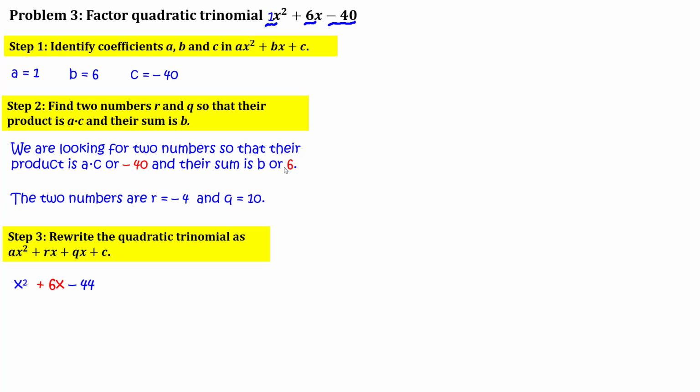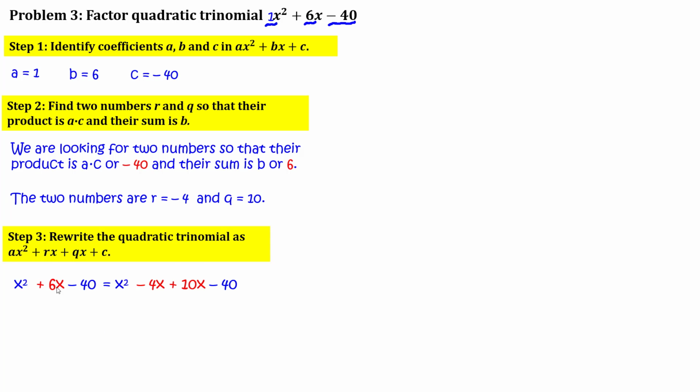So I'm going to rewrite. Okay, step 3, I'm going to rewrite x squared plus 6x minus 40 as x squared minus 4x plus 10x minus 40. Okay, because negative 4x plus 10x is 6x, right? So that's what we did here.